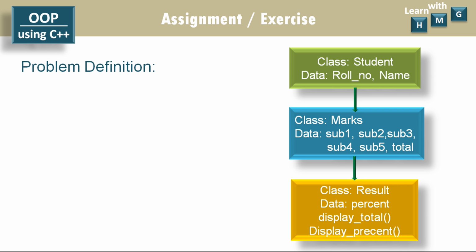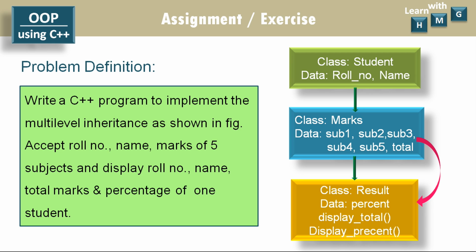So like this you have to use these members of marks class in result class by declaring them as protected data members. Then only it is possible. So the complete problem definition is like this. Write a C++ program to implement the multi-level inheritance as shown in figure. Accept roll number, name, marks of 5 subjects and display roll number, name, total marks and percentage marks of one student.